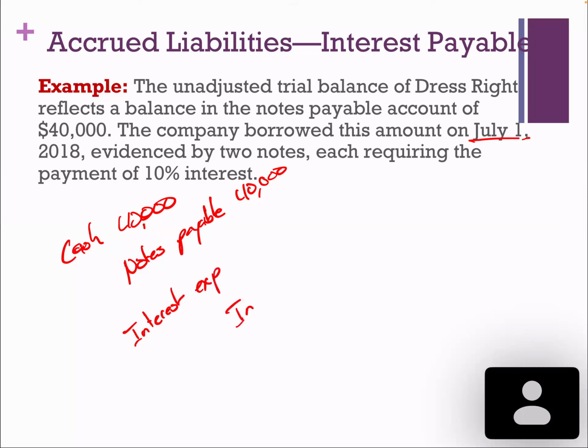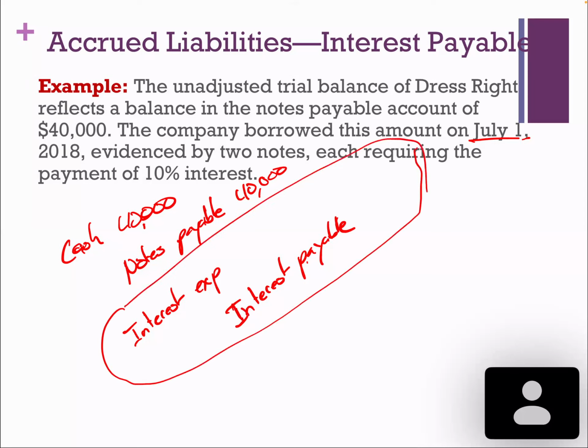And then interest payable. Okay, in this case, it doesn't say here, notes payable account for 40,000, the company borrowed this amount. It doesn't say when we actually pay the interest, but we definitely have to accrue the interest. So we need to record the interest expense. You see here, there is no cash. It's just us showing an interest expense and a liability that we are going to have to pay. Okay.